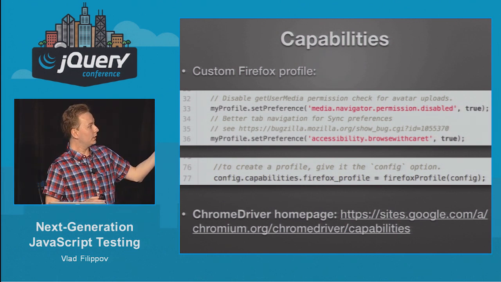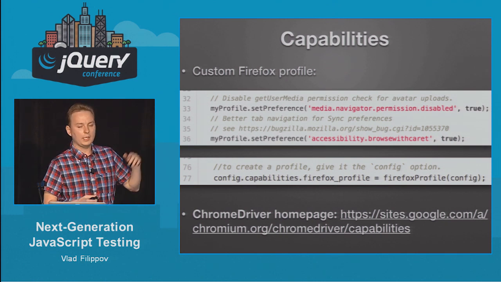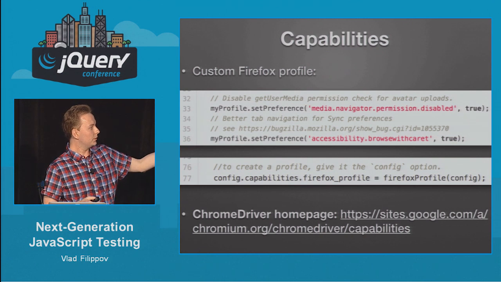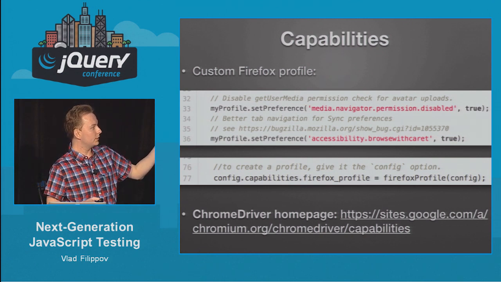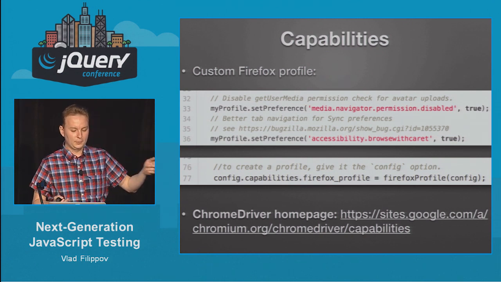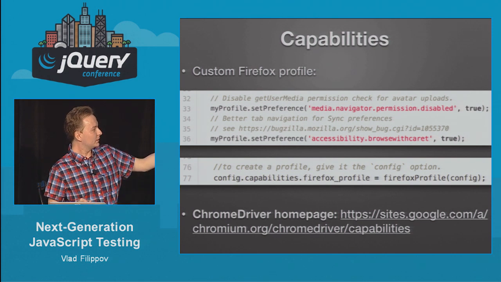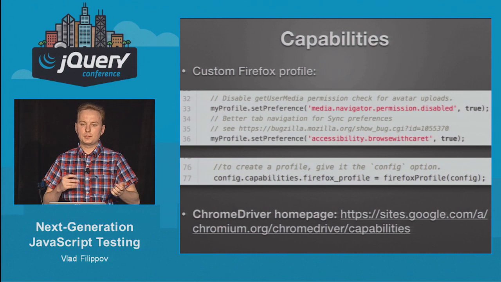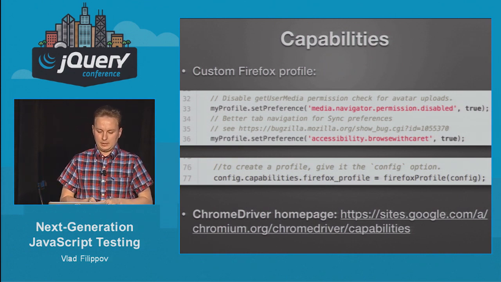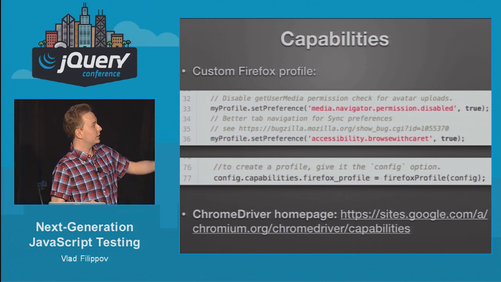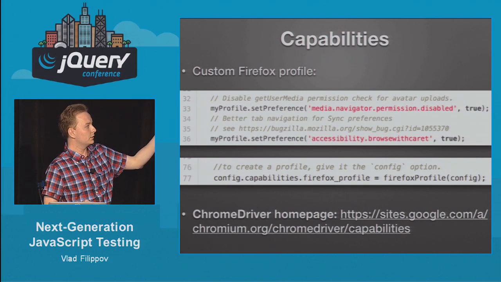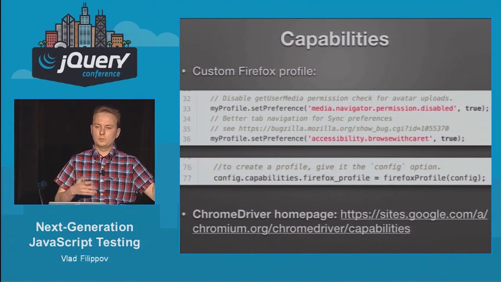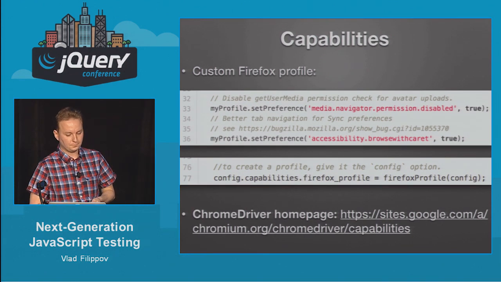ChromeDriver also has, you cannot do custom profiles or anything, but there's this page I wanted to make sure I have a link to in the slides. I can never find it on Google. This is a ChromeDriver capabilities page that also lets you tweak some options and play around with that. Basically in the configuration file, you just say config capabilities, it'd be an array for some ChromeDriver settings and so on.